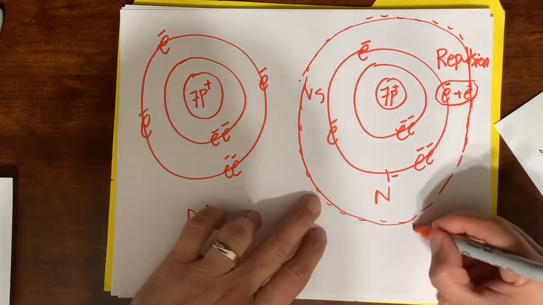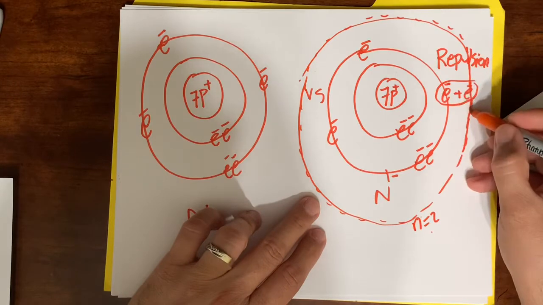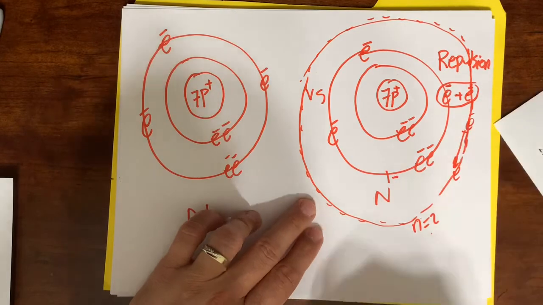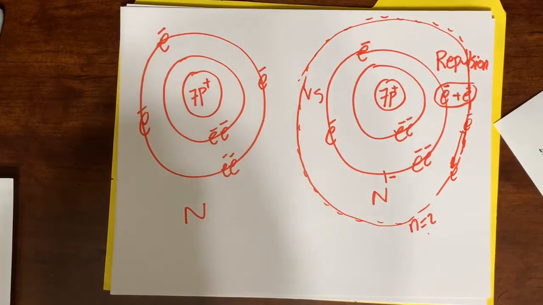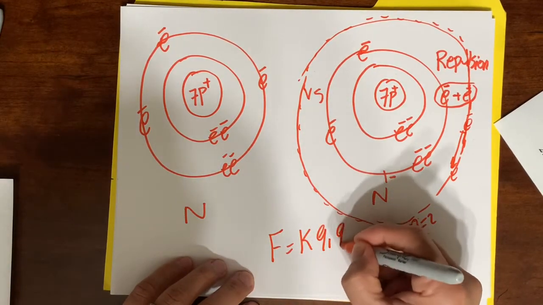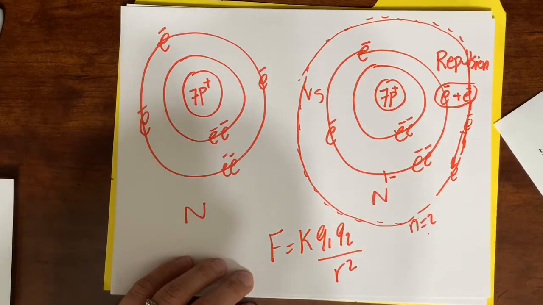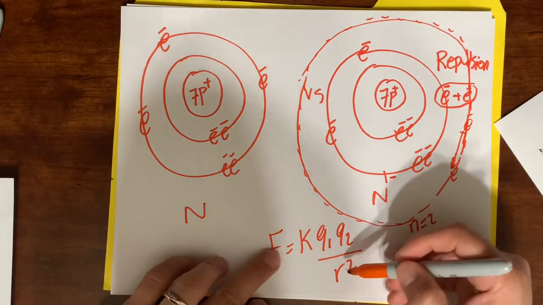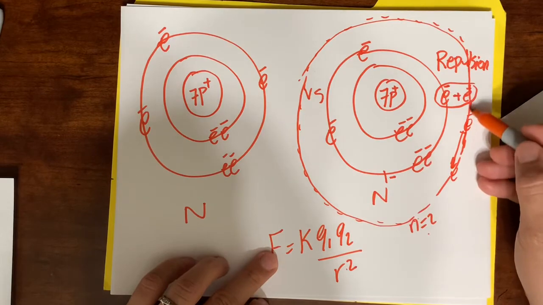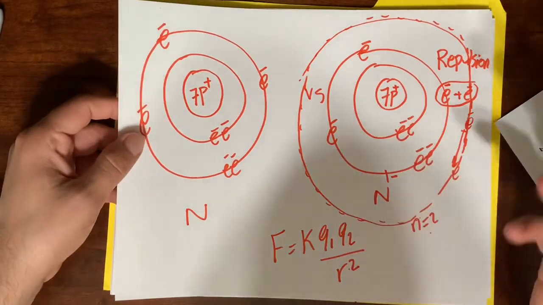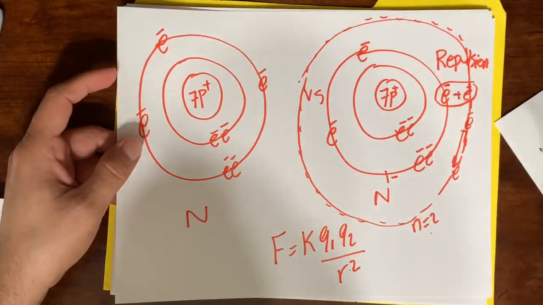So assume this is still n equal to 2. Then the gap between these 2 electrons will be bigger. Because the gap is bigger, the force will be less. And force is equal to K Q1 Q2 divided by R squared, the square of R. If this distance gets bigger, the force will be smaller. And the force here in this case is repulsion between the 2 electrons. So as we increase the number of electrons, repulsion is going to go higher. That means size will be bigger.